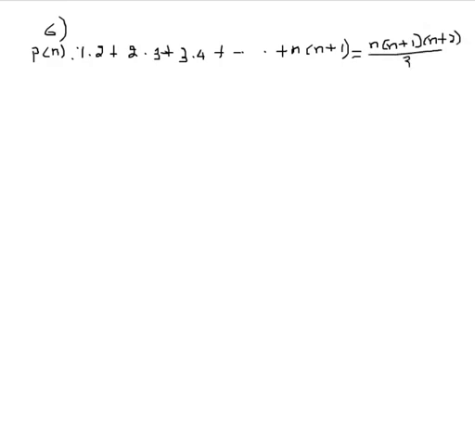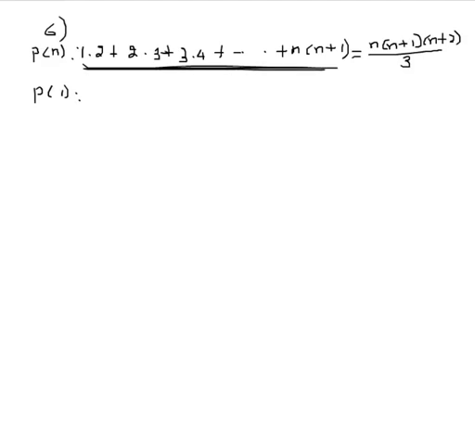Question 6. P of n is the given statement 1 into 2 plus 2 into 3 plus 3 into 4, etc., n into n plus 1 is equal to, the right hand side is n into n plus 1 into n plus 2 divided by 3.